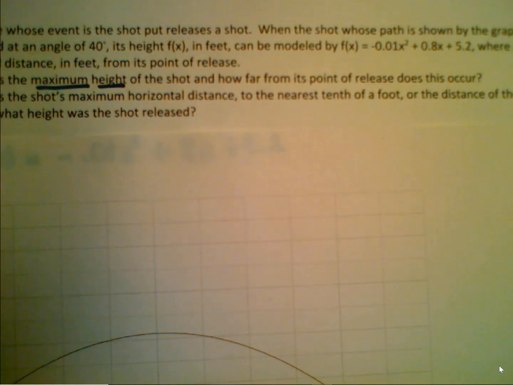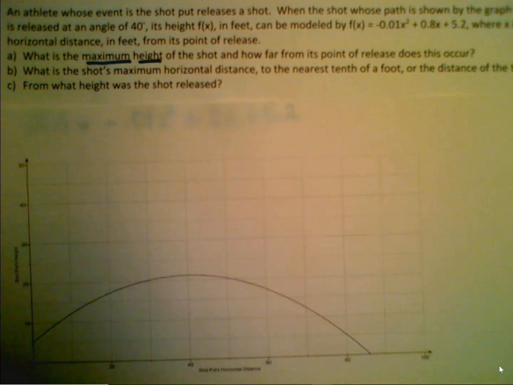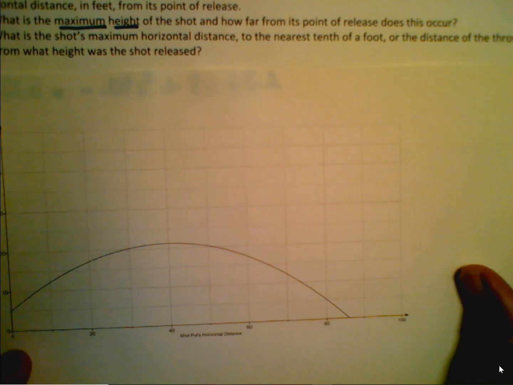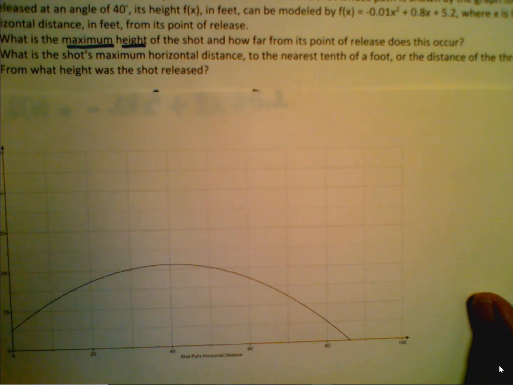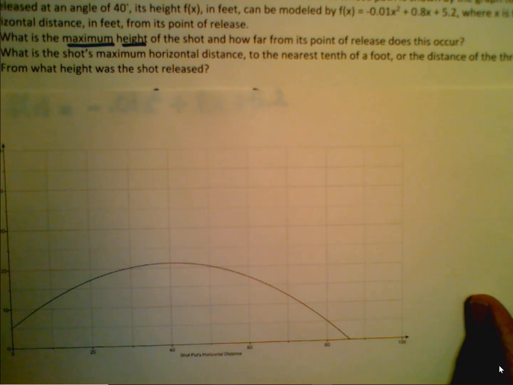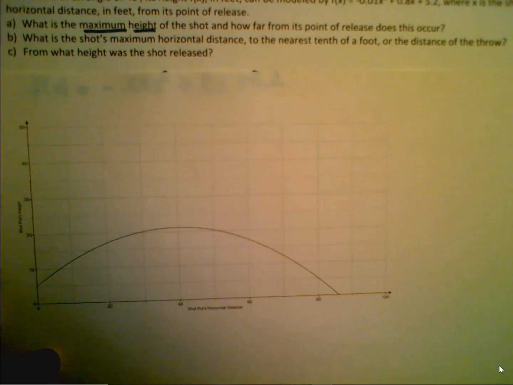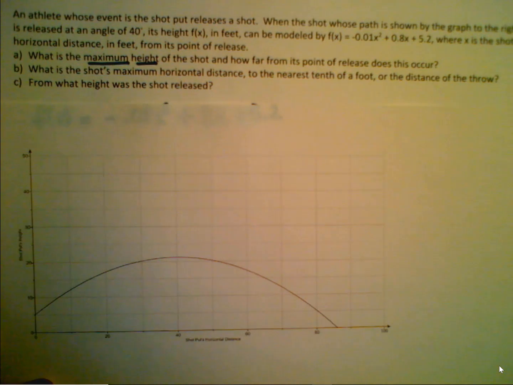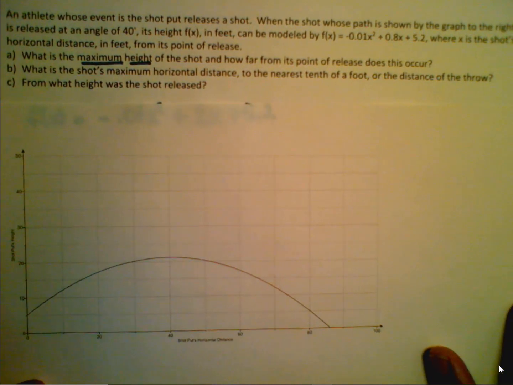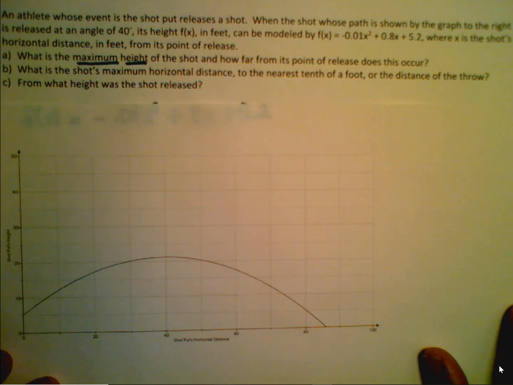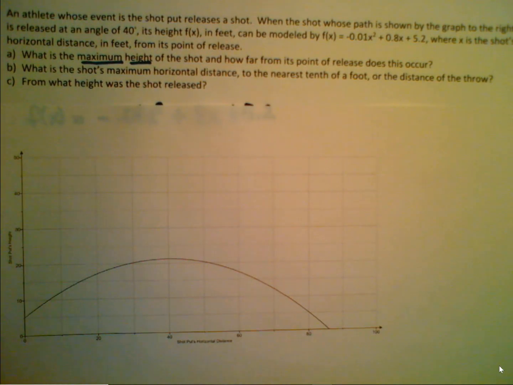So we have here, it says, is shown by the graph to the right, is released at an angle of 40 degrees. Its height, f of x, in feet can be modeled by this equation. f of x is equal to negative 0.01x squared plus 0.8x plus 5.2. So let me zoom out a little bit. There we go. Where x is the shot's horizontal distance in feet from its point of release.